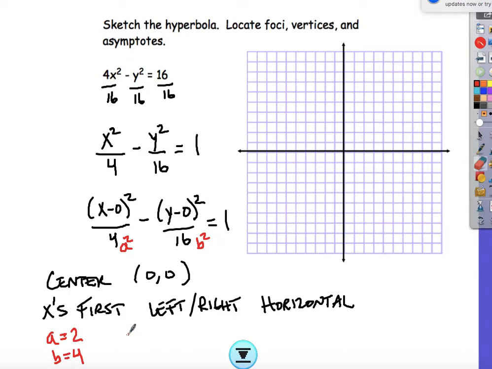All right, so we can start putting some stuff on our graph. So the center is at 0, 0. It's going to be opening left and right, or horizontally. A goes from center to vertex. So then I know I'm going to be going to the left 2 to get a vertex, and I'm going to be going to the right 2 to get a vertex. B is the center to the minor axis.